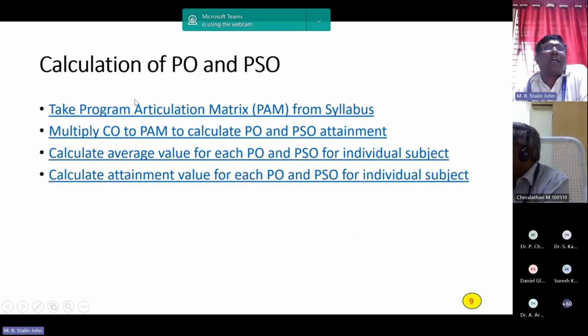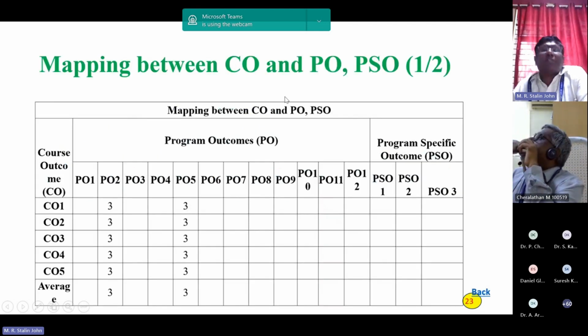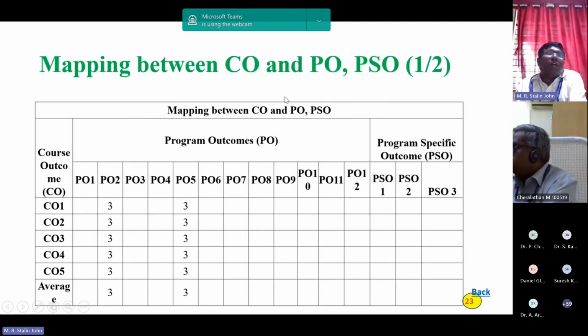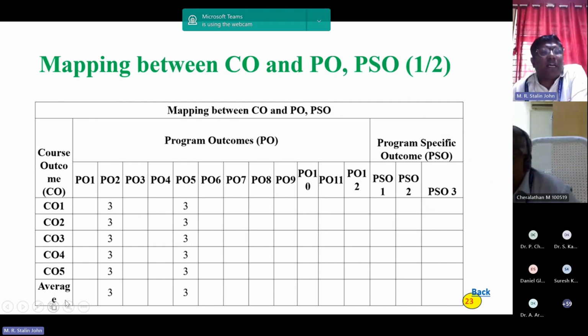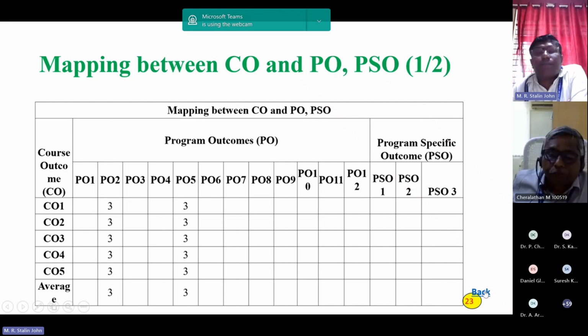And take the calculation of PO from the program articulation matrix from the syllabus. Each syllabus will have the program articulation matrix. So we can see that is this. Then we should take an average of it.